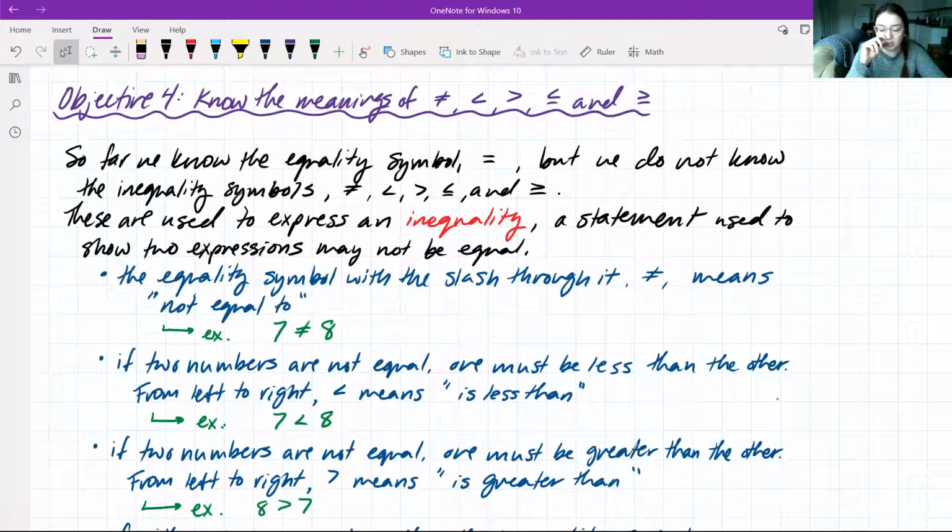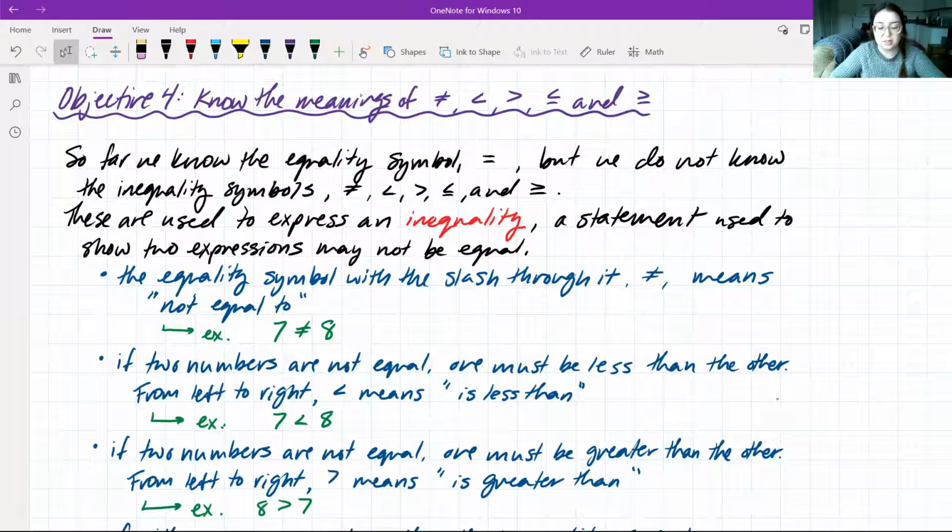All right, so objective 4: know the meanings of not equal to, less than, greater than, less than or equal to, and greater than or equal to. So these are all symbols that obviously stand for phrases at this point, since I've said them already. But so far we know the equality symbol, which is 2 parallel lines going horizontally. But we do not know the inequality symbols, which are the ones we just went over. So we have not equal to, less than, greater than, less than or equal to, and greater than or equal to.